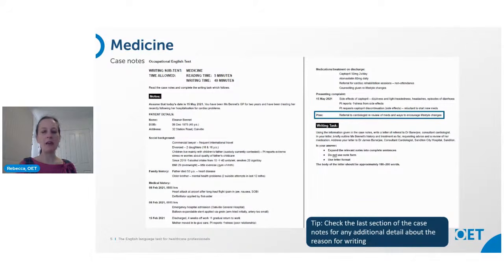So let me know in the chat. You might need to enlarge it on your screen, or if possible, scroll up a little bit higher in the chat and download the case notes. Or perhaps we can post the link to the case notes again in the chat. And if you can't see them clearly, download a copy and then you can have it much larger on your screen. But let me know, looking at that section of plan, can you tell me, is there anything additional that is useful to the reason for writing from that line?